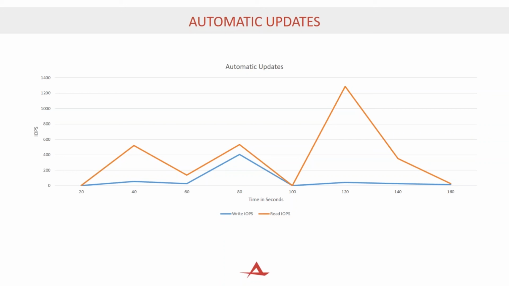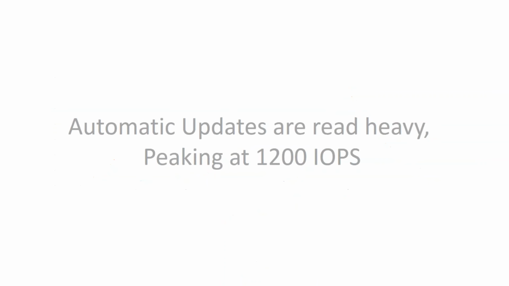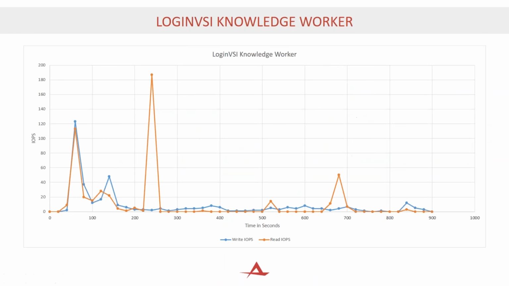What if you had 100, 500, 1,000 desktops running? Then you're going to have a big problem. So you need to look at your Windows updates settings, maybe set a group policy, for example, to prevent that from being downloaded. I know in enterprise environments you have other update methodologies to use, and I suggest you use those as well. So automatic updates are very read heavy, peaking at 1,200 IOPS, as I said, and the key takeaway is to make sure you check that.